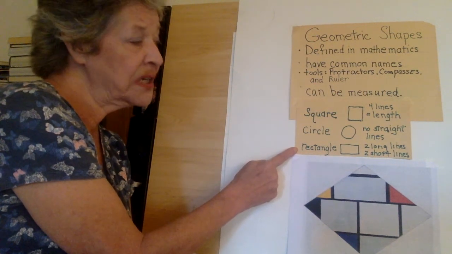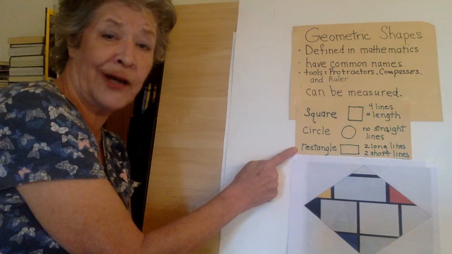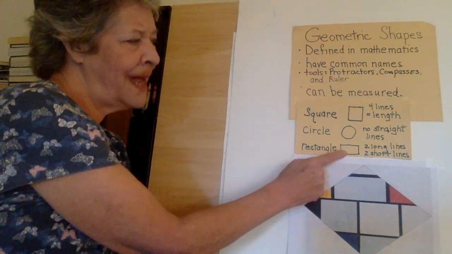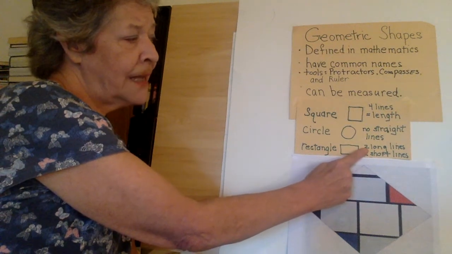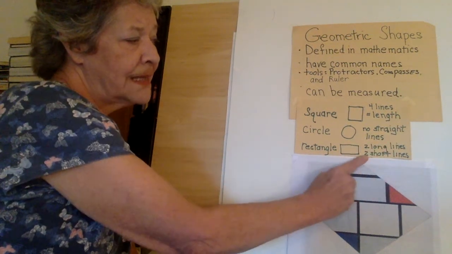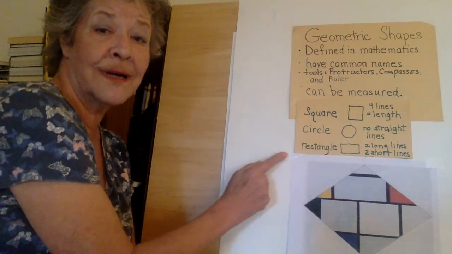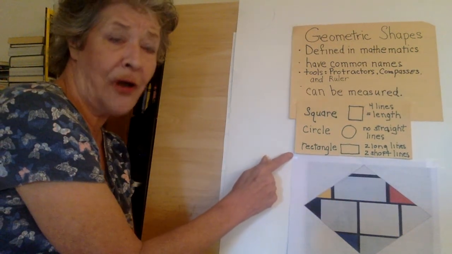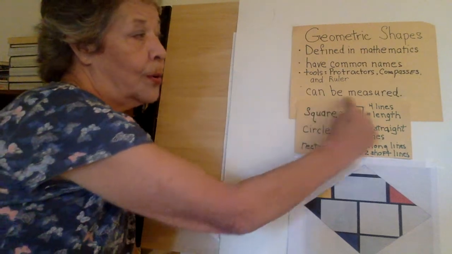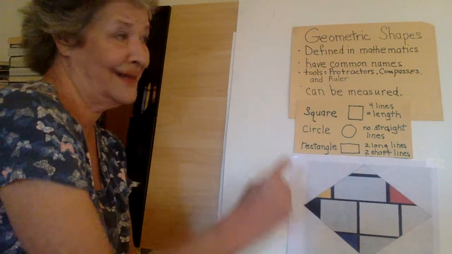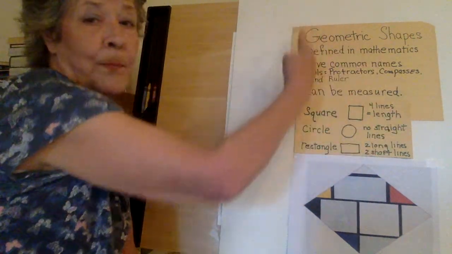A rectangle is sort of like a square, but it's not square. What do we have? In a rectangle, we have 2 long lines and 2 short lines. Now, remember when we talked about horizontal and vertical, across and up and down?